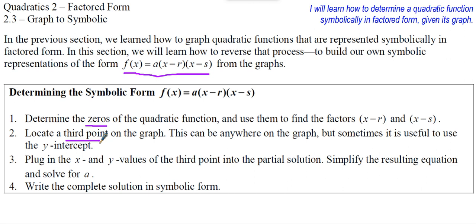So when we say third point, it could be the y-intercept, it could be the vertex, or it could be something else that's part of the graph. It doesn't have to be the y-intercept at all times. It could be any point in the graph that you will find useful. The third step is to plug in the x and y values of the third point into the partial solution, simplify the resulting equation, and solve for a. And then the last step is to write the complete solution in symbolic form.